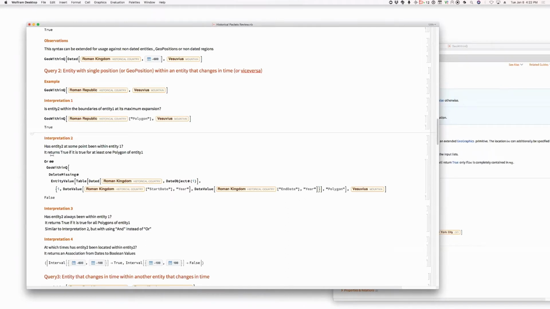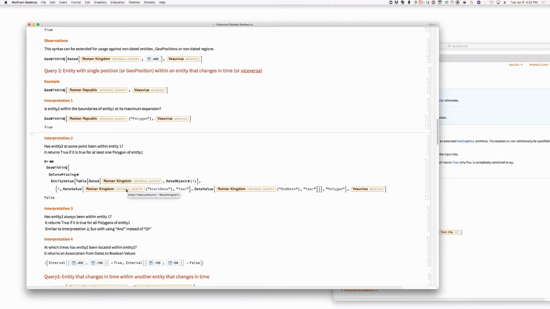No. Here they are splitting by year. So in each year, the polygon had a different shape. Yes. So what's your question here? So are you asking, I see, has it always been within this thing, or what? No, if at any time it has been within the Roman Republic or the Roman Empire, the Roman Kingdom in this case. Oh, so it wasn't within the Roman Kingdom, but it was within the Roman Republic. Is that true?